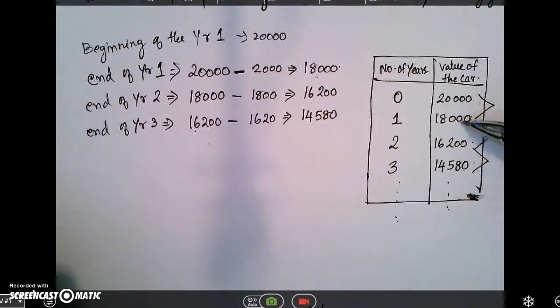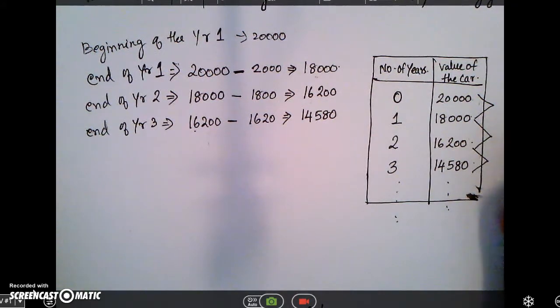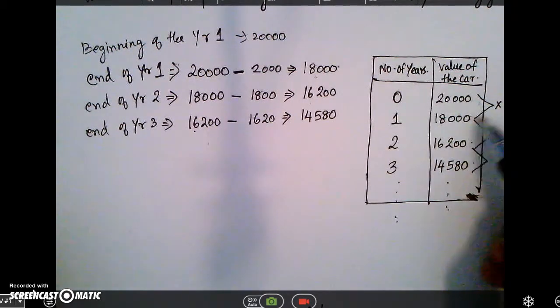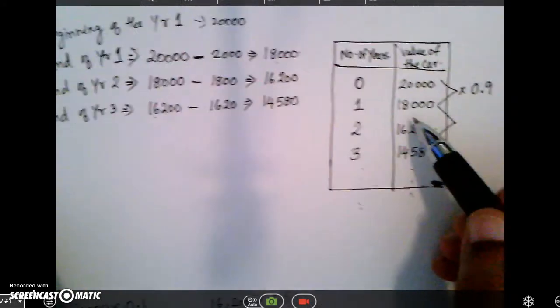So again, it is y2 over y1. So 18,000 divided by 20,000 is 0.9. So 20,000 multiplied by 0.9 is going to give you 18,000.